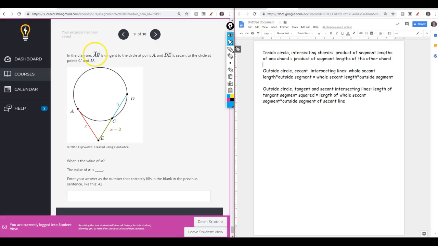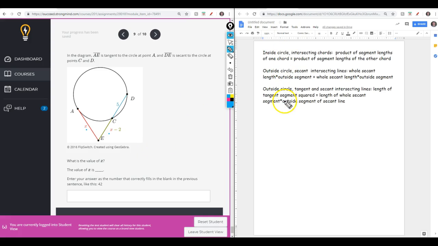In the diagram, segment AE is tangent to the circle at point A, and segment DE is secant to the circle at points C and D. What is the value of x? The value of x is blank. Enter your answer.